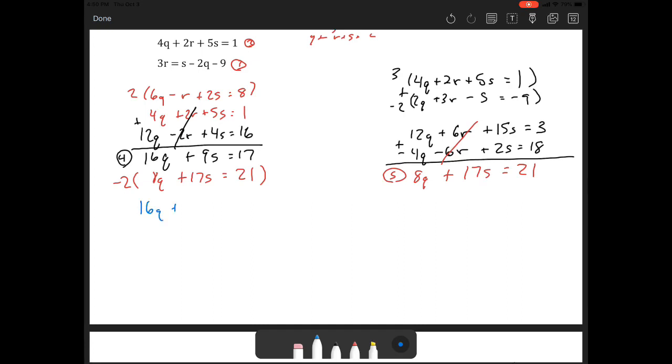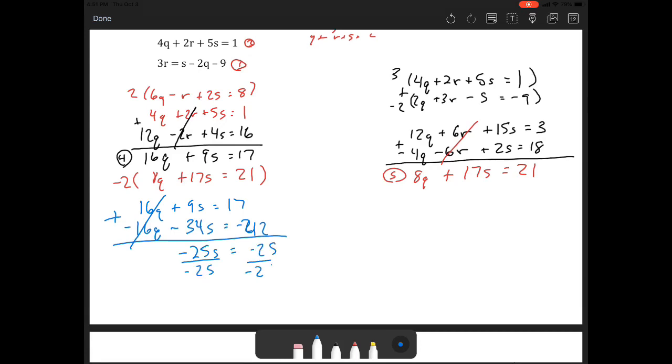So that means my new equations are going to be 16Q plus 9S equals 17, negative 16Q minus 34S equals negative 42. And then we're going to add. So our Q's will cancel. I'll end up with negative 25S equals negative 25. Divide by negative 25 on both sides, and I get S equals 1.